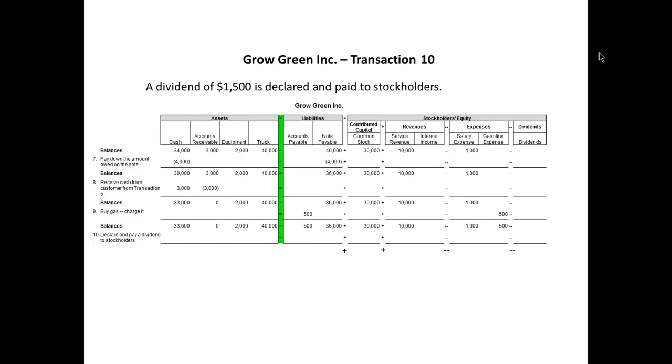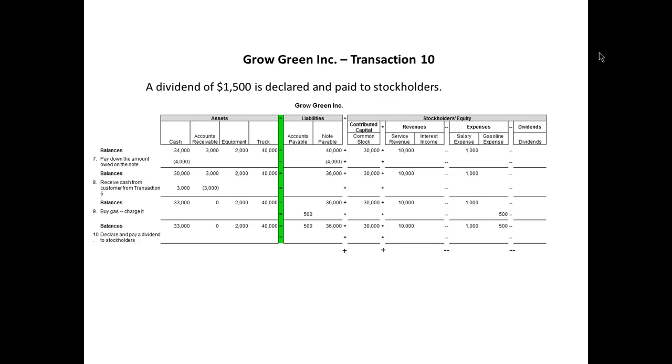The last transaction is a dividend that has been declared and paid by Grow Green to its owners or stockholders. One of the accounts affected is cash. Grow Green is paying cash to its owners. The second account affected is dividends, because when Grow Green sends cash to its owners, the owners are essentially taking cash out of the business for personal use. This is a withdrawal by owners, so we use the dividends account.